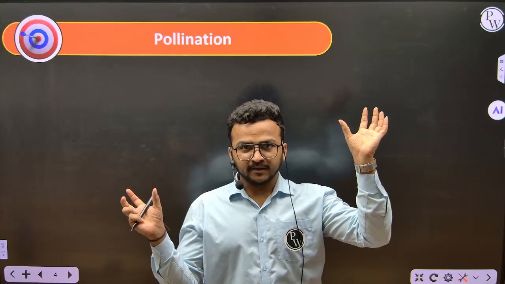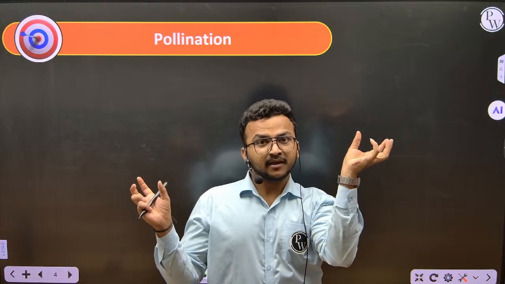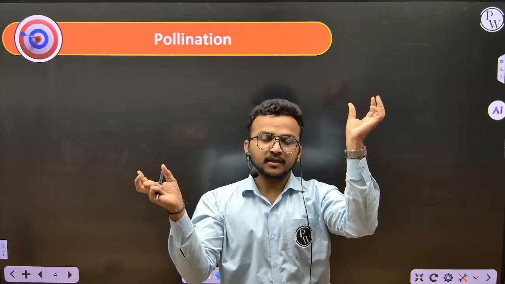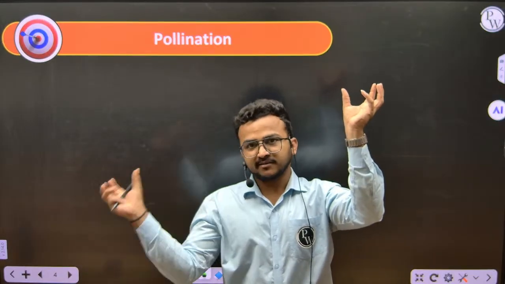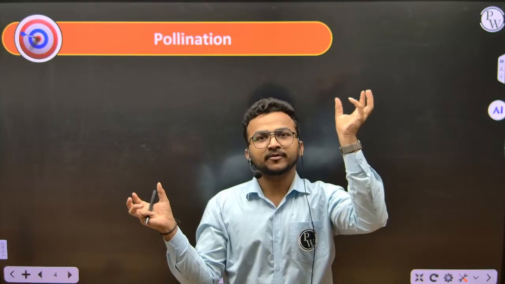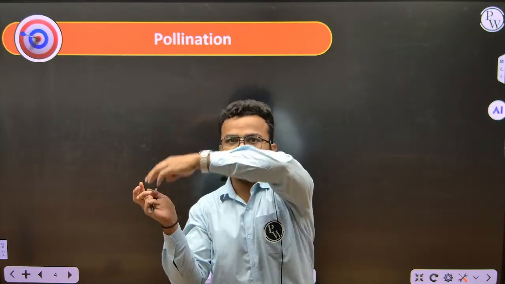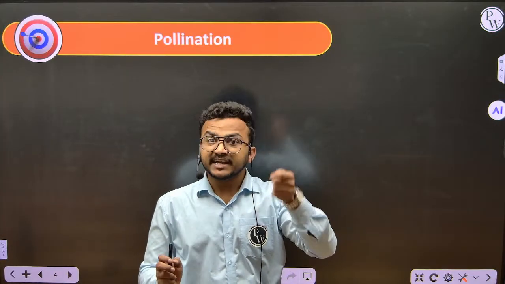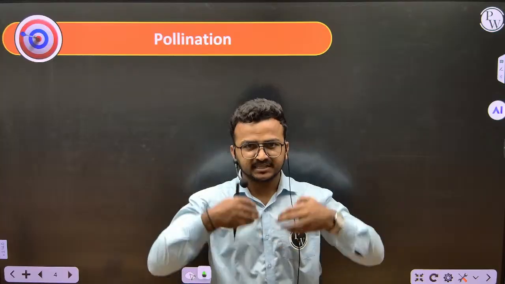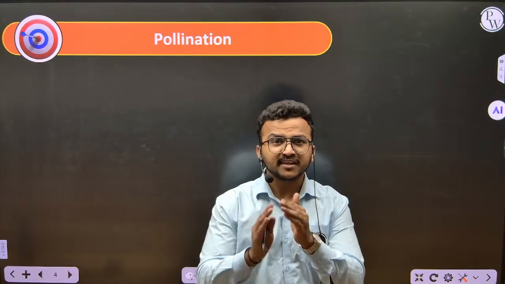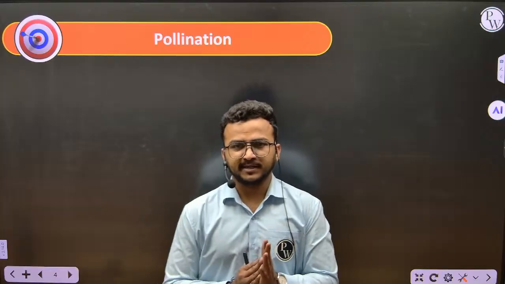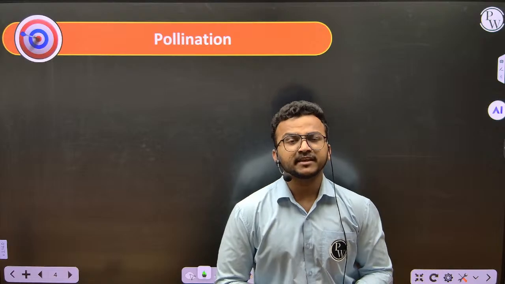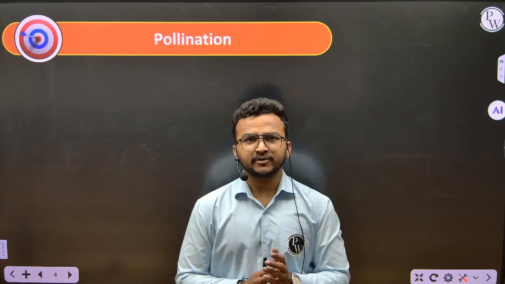In geitonogamy, it is functionally cross pollination, where there is a requirement of a pollinator, because this is flower 1 and this is flower 2, and pollen grains must be transferred from here to here. Functionally it is cross pollination, but genetically it is self pollination, because it takes place in the same plant. So there are not many variations seen here. That is the point you need to remember.